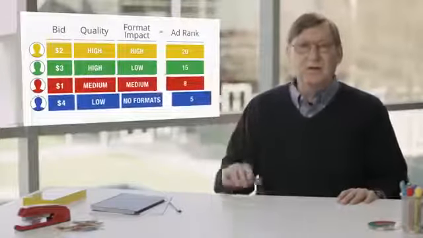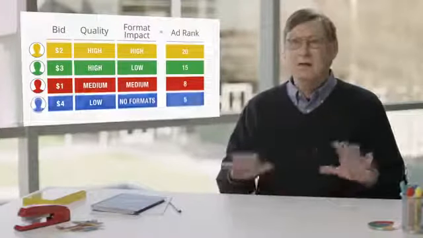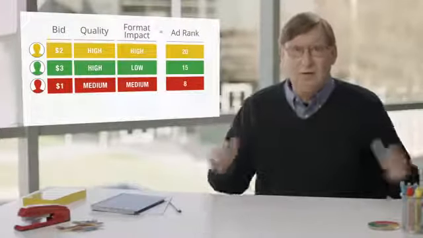The advertiser up here, who's bidding $4, has such a low quality and format impact that it doesn't get a position on the page at all, despite having the highest bid. So now we know how the ads are ranked, but how much do you actually pay for a click? Well, you pay the minimum amount that's necessary to maintain your position and any formats that are shown with your ad.